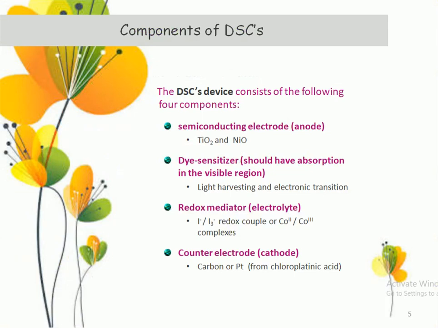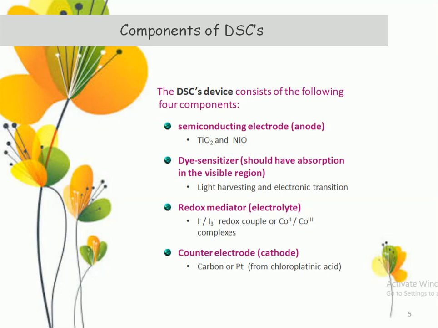And the components of dye-sensitized solar cells: the device consists of 4 essential components. One is the semiconducting electrode, that is the anode. Normally people have used titanium dioxide, since it has advantages when compared to other materials like nickel oxide and zinc oxide. Later the semiconducting electrode is coated with a dye sensitizer, that is a dye molecule. It may be called a photoanode.